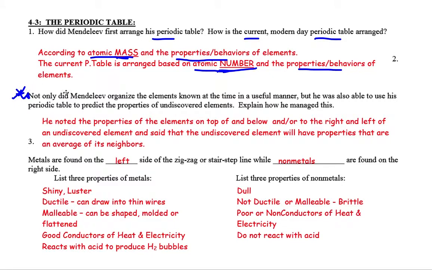Now the cool thing about what Mendeleev did was that not only did he organize the elements in a way that people could kind of group them and understand the properties and behaviors of things, but he was able to use it to predict the properties of undiscovered elements. So there were some elements that nobody had discovered yet, and he knew what the properties were going to be because he knew what this element was and what this element was. And he took the properties of this element and averaged them together, and he found out what the properties are going to be for the element in between.